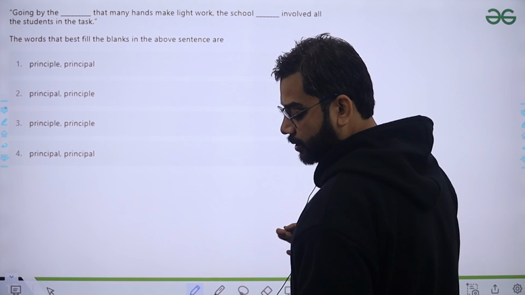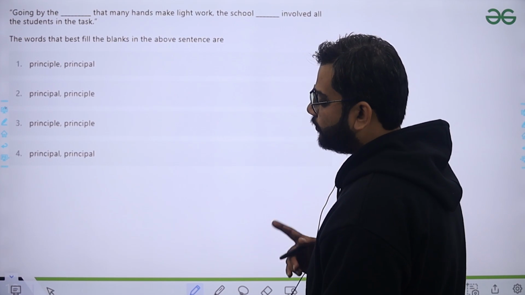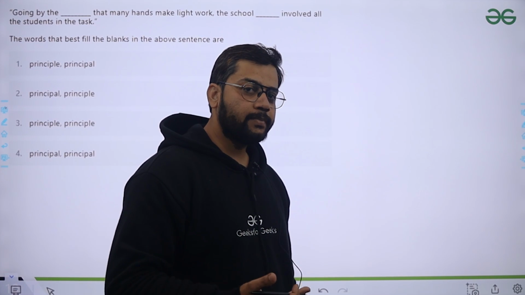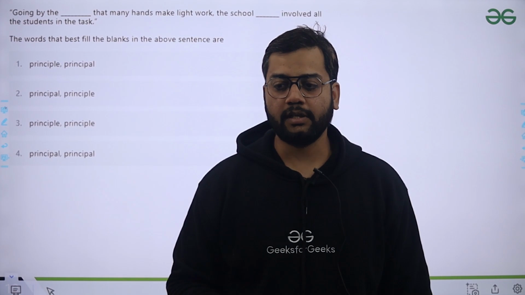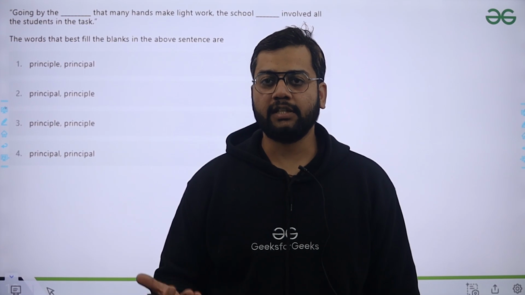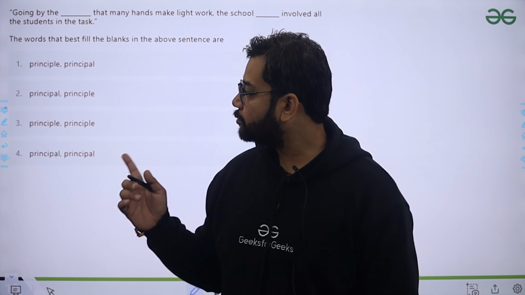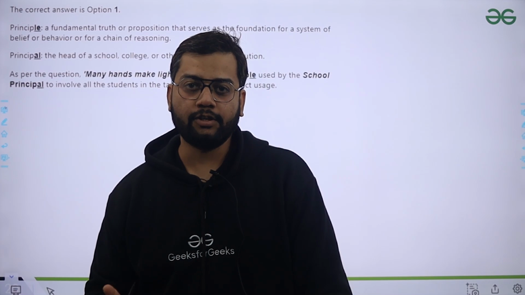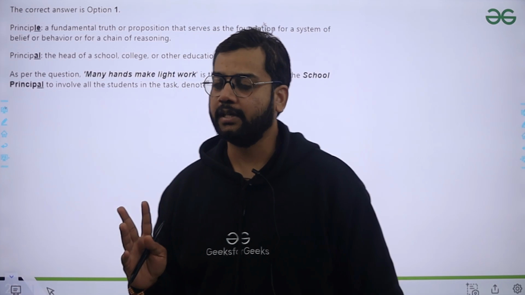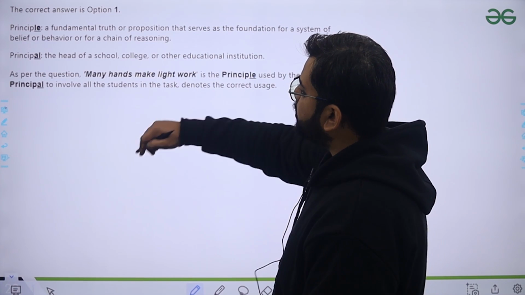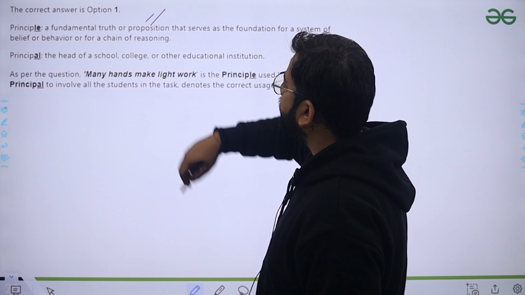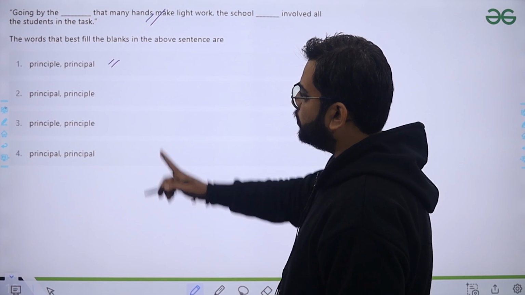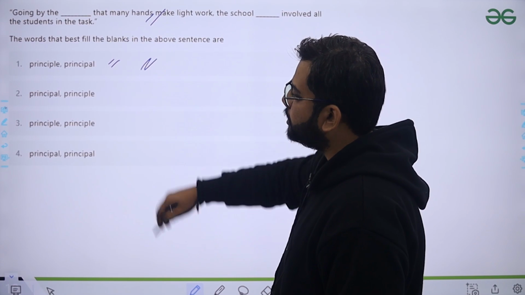In this fill in the blanks we have to find principal and principle. The one, principal, denotes the school principal, the one person who is the head in the school. The second one, principle, is about doing any work: there is some principle we follow. So these two are different things, and you need to remember which spelling goes where. The first, principal, is the head of the school, and the second, principle, is a fundamental truth or proposition. On the basis of that, if you look at the options, this one is the correct option over here.